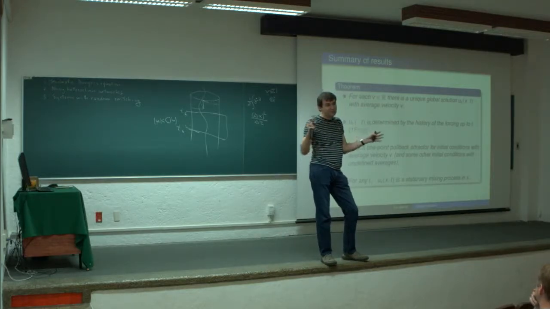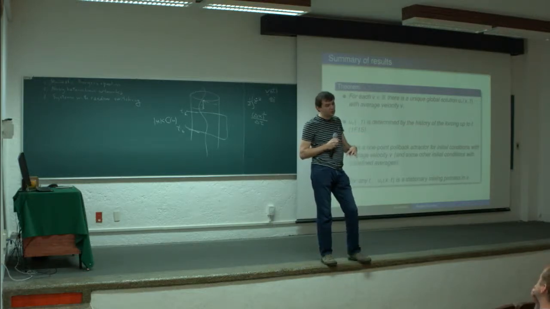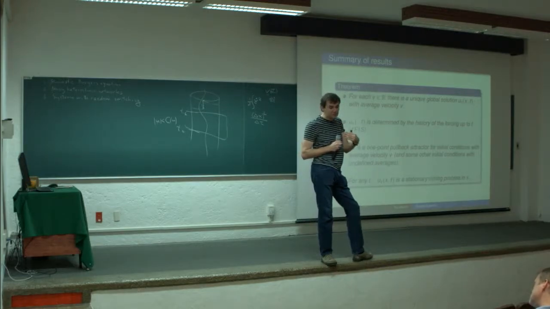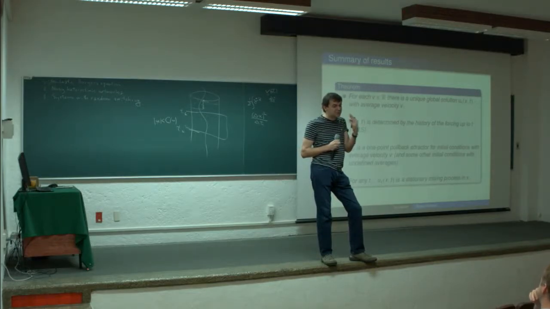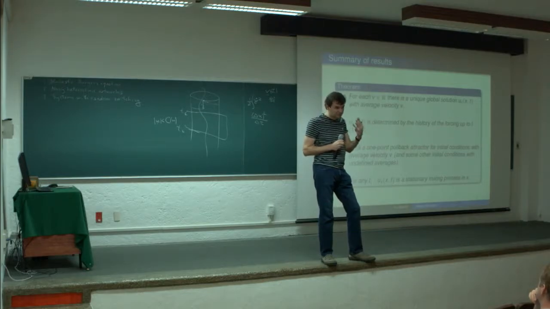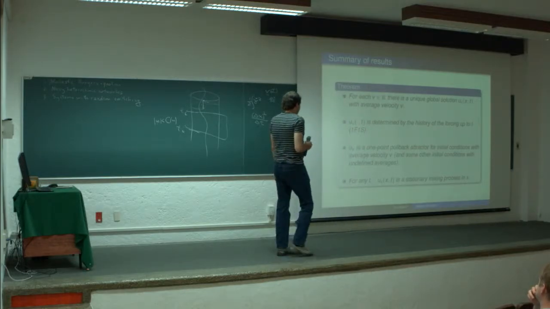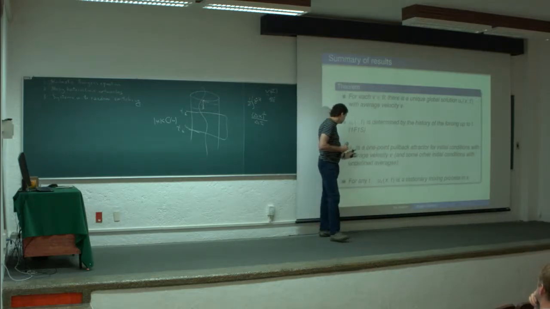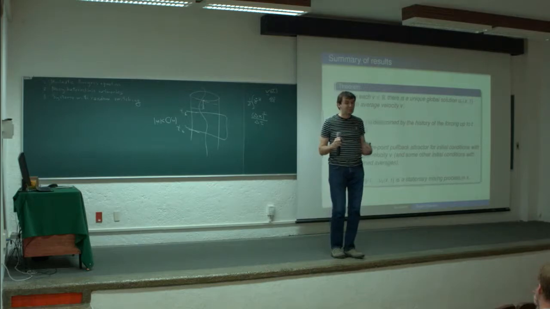Right. So again, you have this sort of foliation into those ergodic components. For each fixed v, there is a unique invariant measure for this Markov process that is given by these formulas, and the way you can represent that invariant distribution for the Markov process is via these delta measures, right? So to each history of the forcing in the past, almost surely you can associate a unique velocity profile at time 0, with prescribed average velocity. So you can understand this global solution as a one-point pullback attractor.